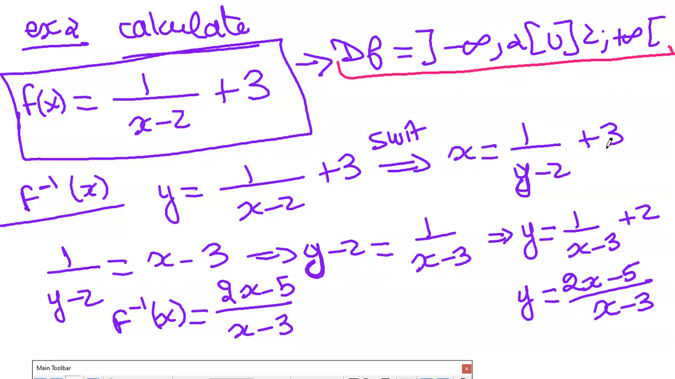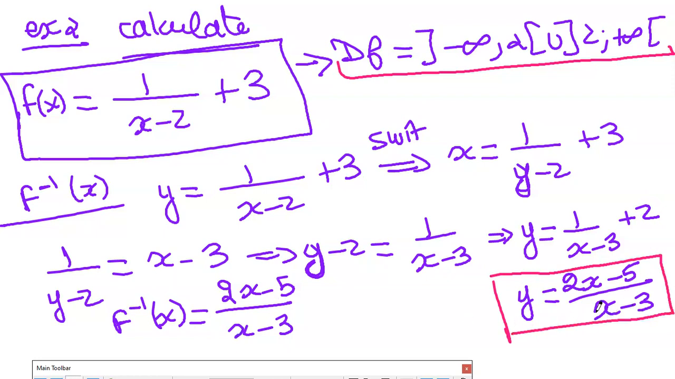So I take 3 to the other side. So I will have 1 over y minus 2 is equal to x minus 3. Now, 1 over y minus 2, it's inverse. Y minus 2 is equal to 1 over x minus 3, or you can even cross multiply and then solve for y. It's your choice. Now I got y minus 2 is equal to 1 over x minus 3. It means y is equal to 1 over x minus 3 plus 2. I can use the same denominator here, by multiplying 2 by x minus 3, I will have 2x minus 5 over x minus 3. So this function here is f minus 1 of x.